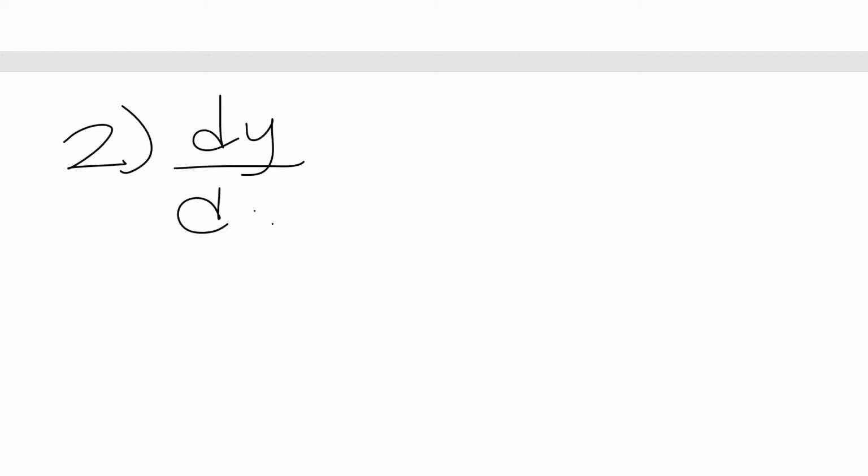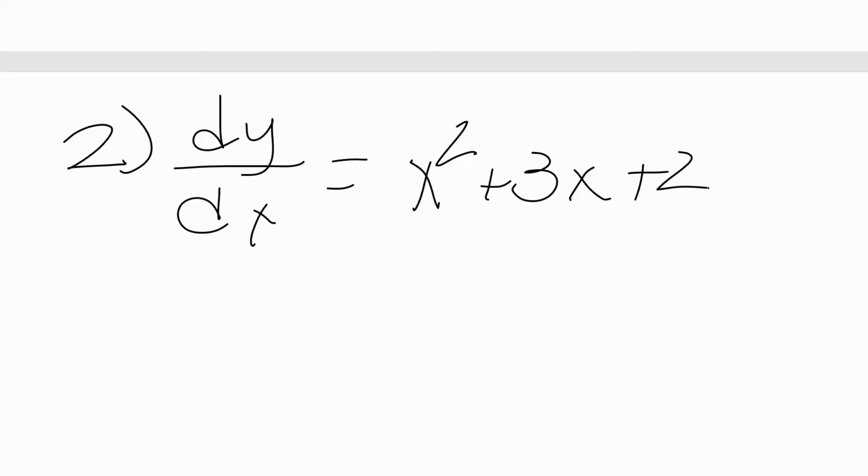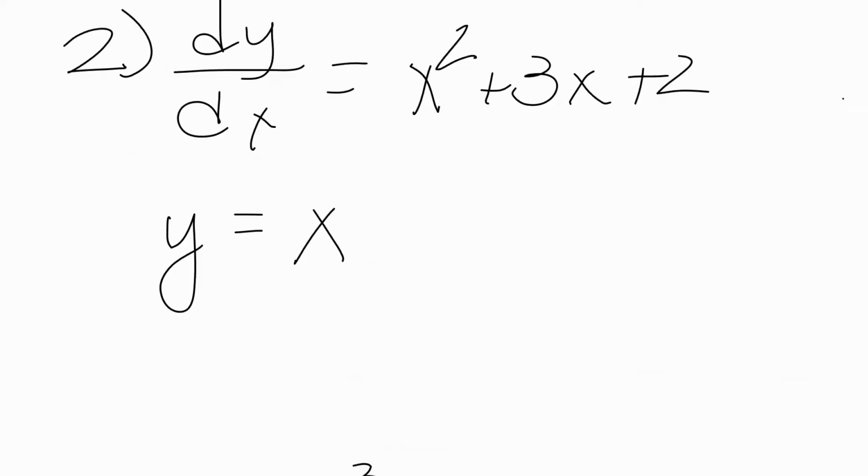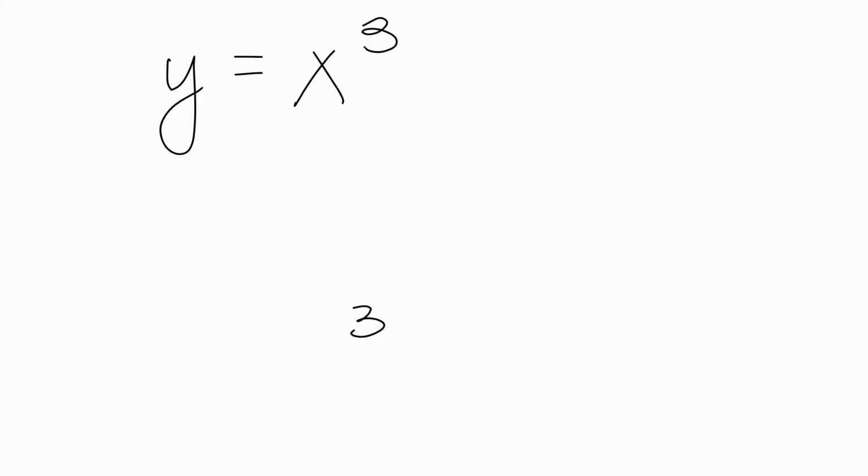If dy dx is x squared plus 3x plus 2, find the antiderivative of it. The nice thing about these is, just like with derivatives, we can break it up and do one at a time. So the antiderivative of x squared is going to be add 1 to the exponent. So x to the 3rd, divide by the new exponent. Hold on one second, it's my first time doing this. So add 1 to the exponent, so x to the 3rd, divide by the exponent.